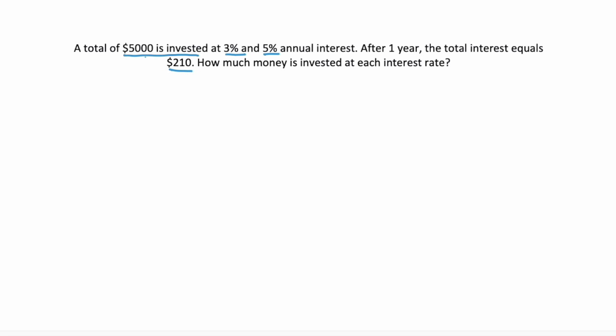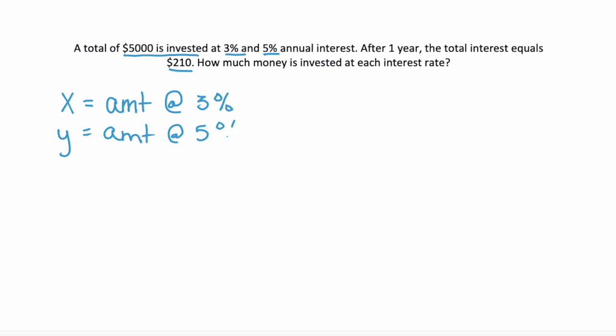Well, we know that some money is invested at 3% and at 5%. So if X is the amount at 3% and Y equals the amount at 5%, this first sentence tells us that X plus Y needs to equal 5,000. Because the total amount that we invest within the X and the Y account has to be $5,000.